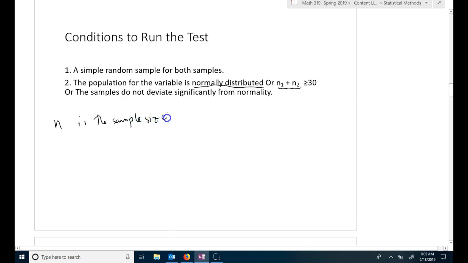So we have n1 and n2, the two samples. If they add up to greater than 30, then we should have the conditions met, or the samples do not deviate significantly from normality. So let's actually, before we look at n1 plus n2 is greater than or equal to 30, right? Let's look at this last one. The samples do not differ significantly from normality.